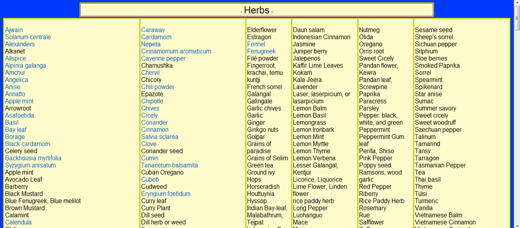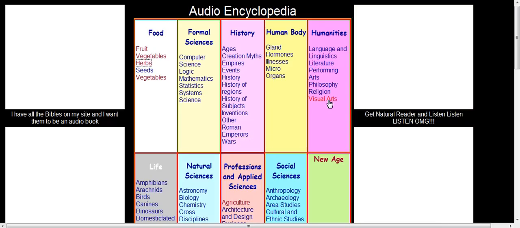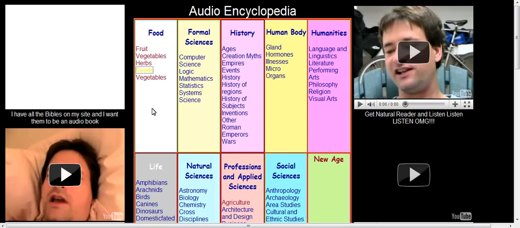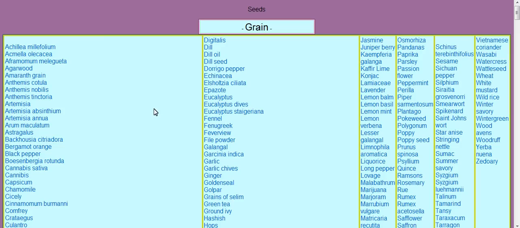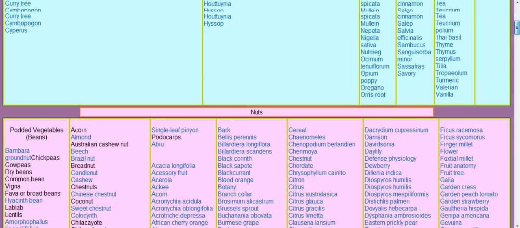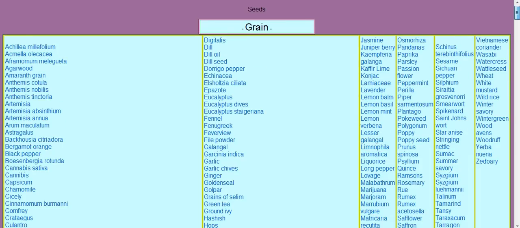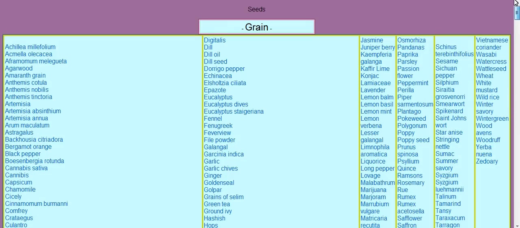And so there's lots of them. And then seeds. Let's see how many different kinds of seeds in the world there are. Well, grain. Seeds are grain. And this is all the different kinds of seeds. You have grain. Oh, well, there's different kinds of seeds. You have grain, nuts, and yeah, grain and nuts are the two different kinds of seeds.